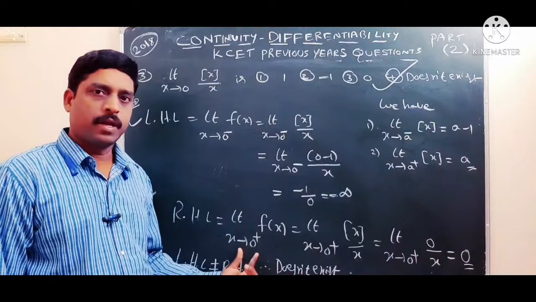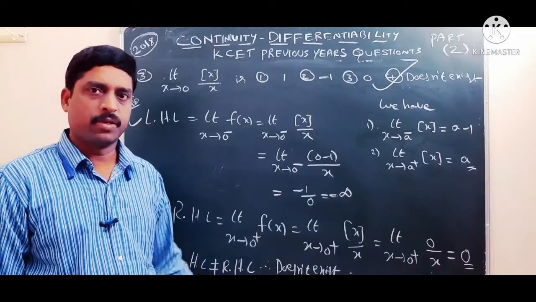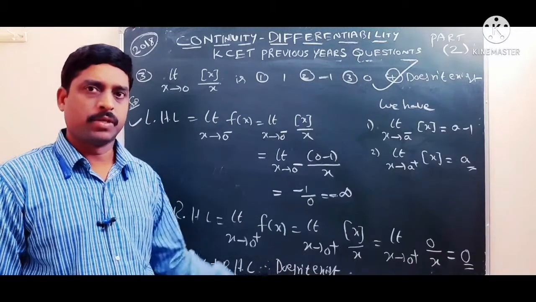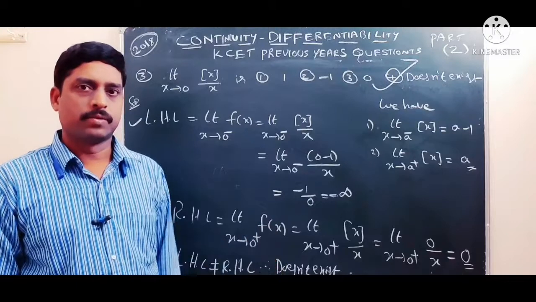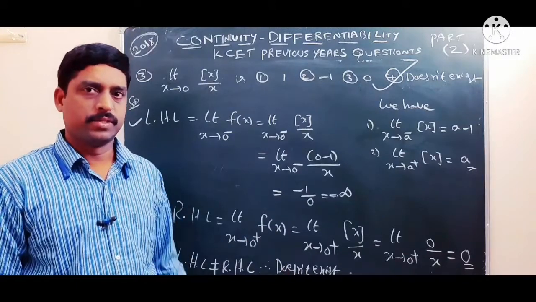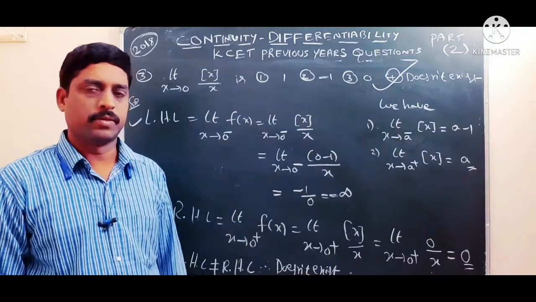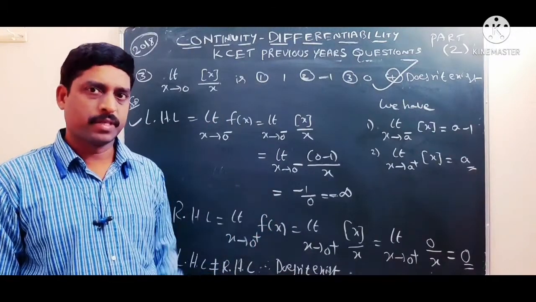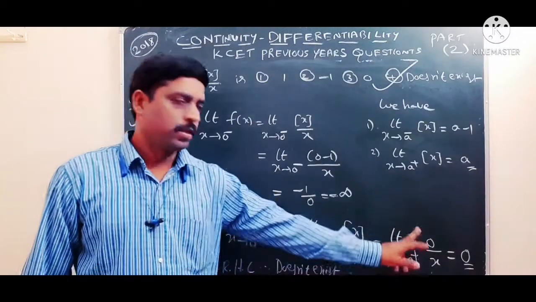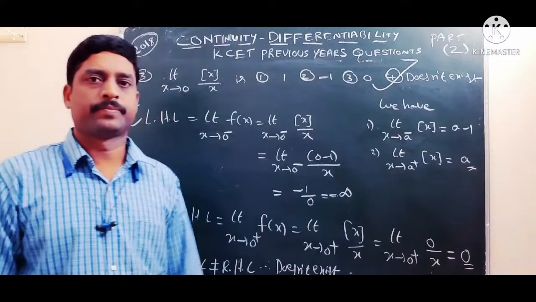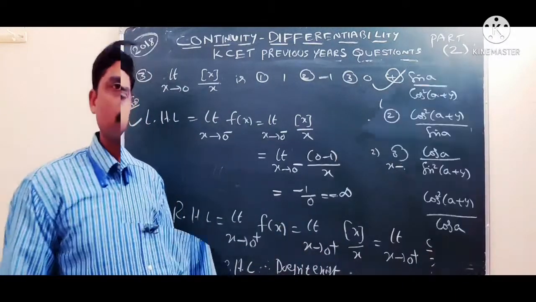On the right hand limit, as x tends to 0 plus, 0 plus means like 0.1, 0.2, 0.3. The integral part of values greater than 0, between 0 to 1, is 0. The integral part of 0.2 will be 0. The integral part of 0.7 is also 0. So 0 by anything is 0. Both are different, therefore this does not exist.